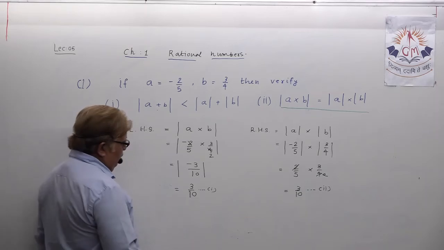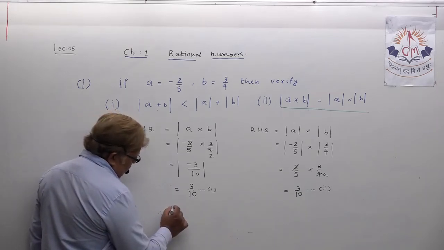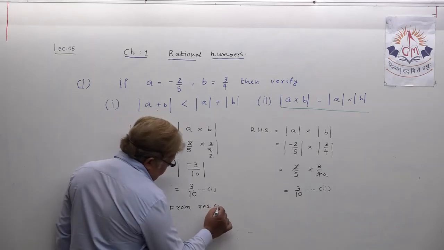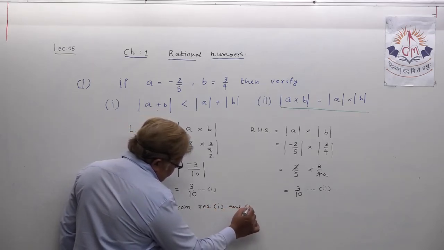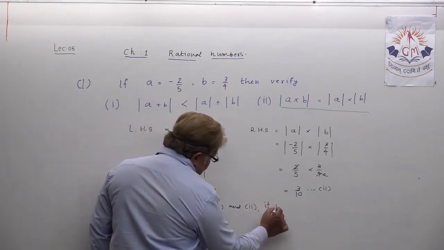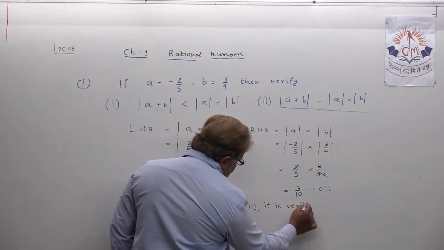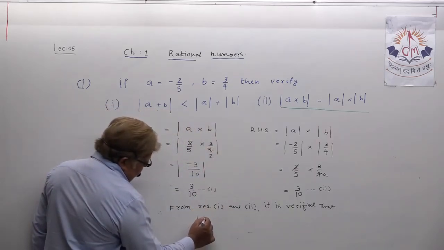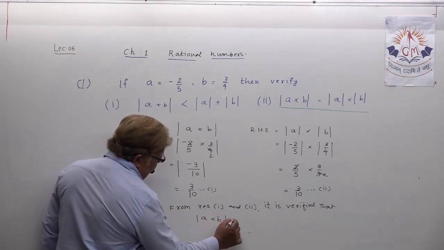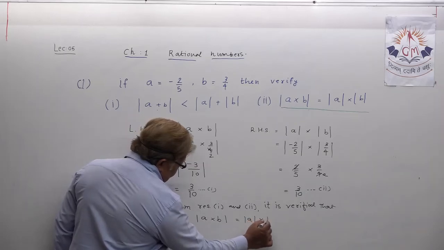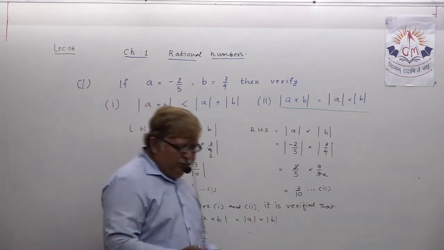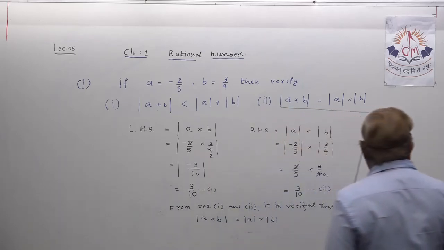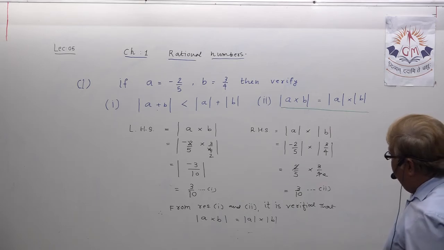That means you can write this way. Therefore, from result 1 and 2, write with me, it is verified that modulus A multiplied by B equals modulus A into modulus B. We have verified the second property we have proved. Okay, just concentrate this way.